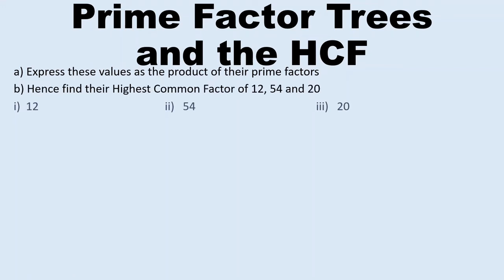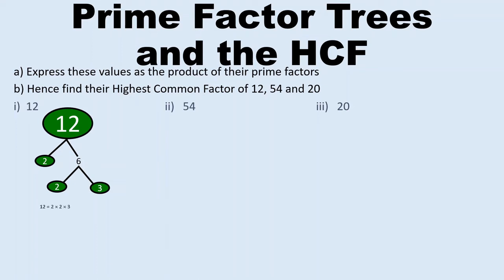Then find the highest common factor of 12, 54, and 20. By looking at the product of the prime factors, you should see what all three of the numbers could possibly be divided by. Starting with 12, I'll branch 12 off to its prime factors, first dividing by the smallest possible prime number. 12 divides by 2, and the answer is 6. But 6 is not prime, so we keep going. 6 divides by 2, and the answer is 3. 3 is prime, so we can stop there, and we can say that 12, as a product of its prime factors, is 2 times 2 times 3. Or you could write 2 squared times 3.